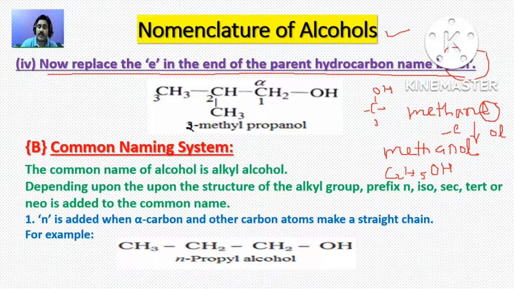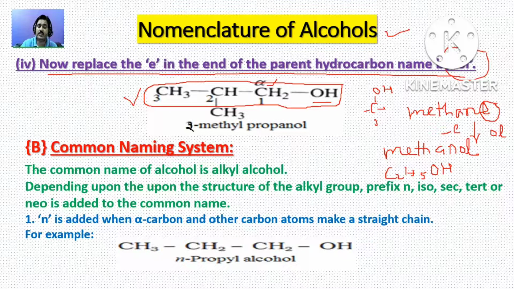Let's see what is the name of that compound. Here, the OH group is attached to that carbon atom. That carbon atom is called the alpha carbon. Now, let's select the longest chain possible in that compound. The longest chain is 1, 2, 3. According to the second rule, we have to number it: 1, 2, 3, three carbon atoms are there. Which carbon atom has number 1? The alpha carbon atom has number 1 position.